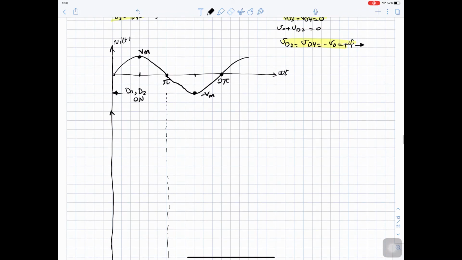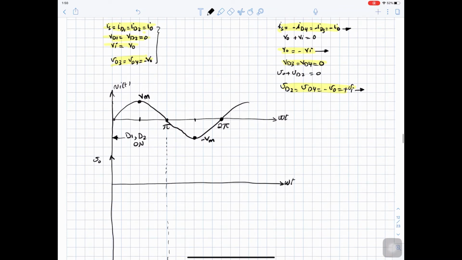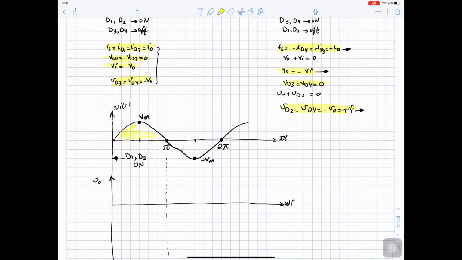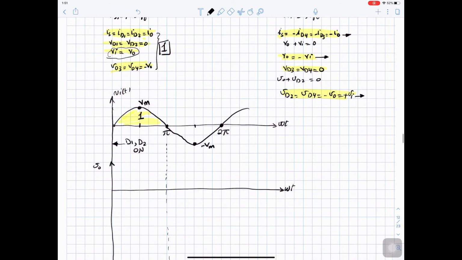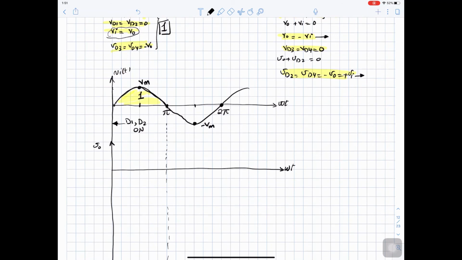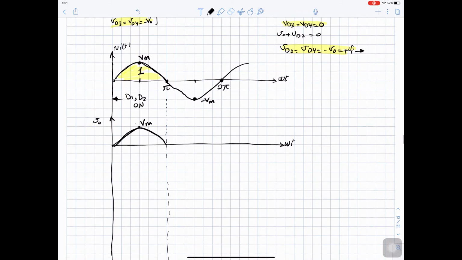Now we can sketch V out. So during the positive half cycle here, we will apply set of equations 1. So here we have Vn equals V out. So I will take this waveform and I will sketch it down here. And this is Vmax. Let's keep consistent. So the peak here is 2 squares Vmax.